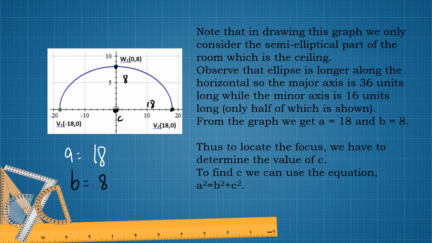So, now, your goal is to find the value of C in order for you to know kung saan kailangan pumwesto si Sam at Sophia. Thus, to locate the focus, we have to determine the value of C. To find C, we can use the equation A squared equals B squared plus C squared.